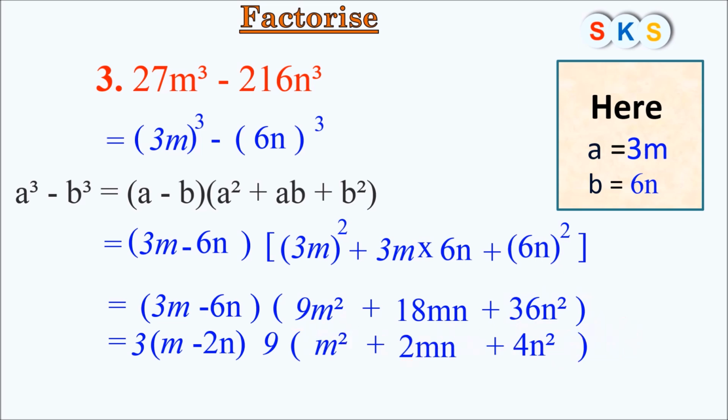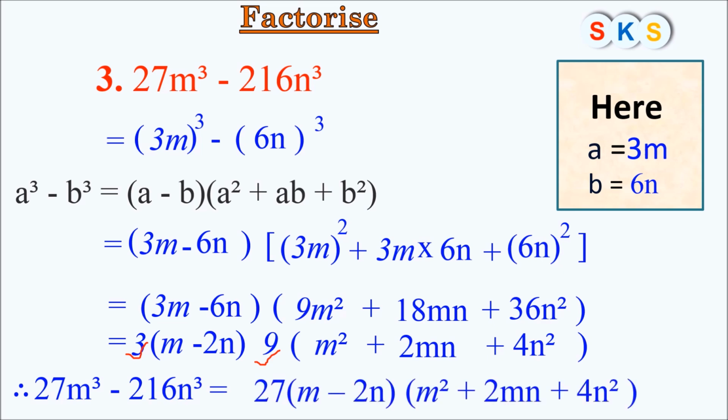Now we will simplify it further. You can see that here 3 into 9 is 27. So we will write 27m raised to 3 minus 216n raised to 3 is equal to 27 into m minus 2n into m square plus 2mn plus 4n square.